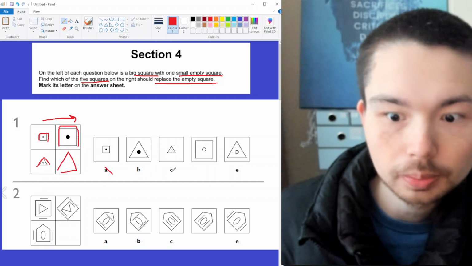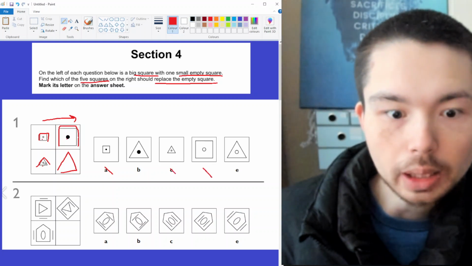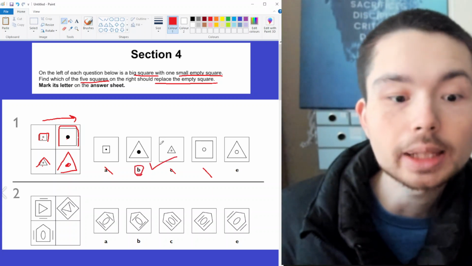So we cross off. Circle inside, white to black. B is the answer. Can you see how quick that was? That was just 10 seconds.